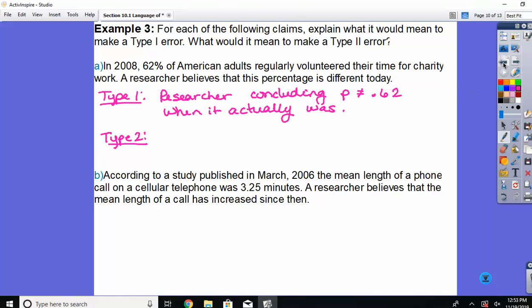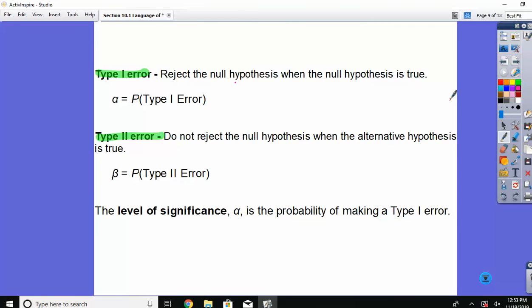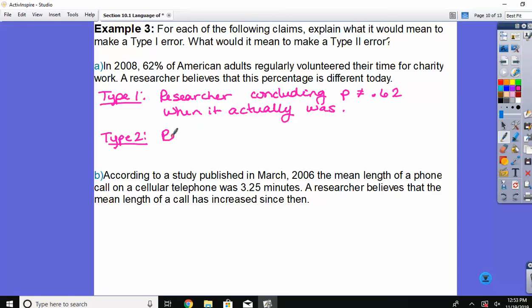Type 2 error is when we don't reject it, so we believe the null, but really the alternative hypothesis is true. So that would be the researcher concluding that p is 0.62 when actually it is not.